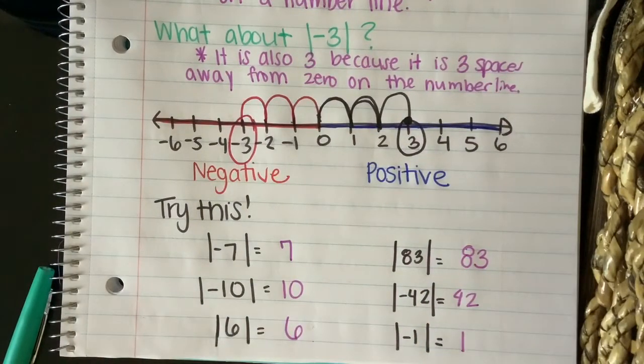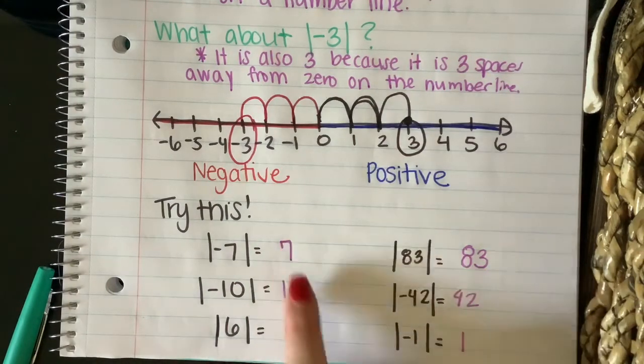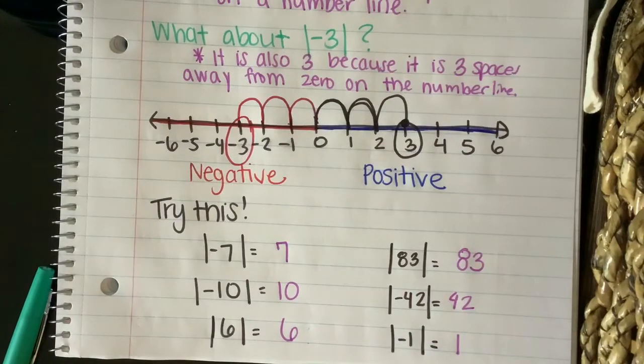All right, go ahead and check your answers on those absolute value problems. So as you can see, all of my answers turned out positive because it's just the number of spaces away from 0 on the number line.